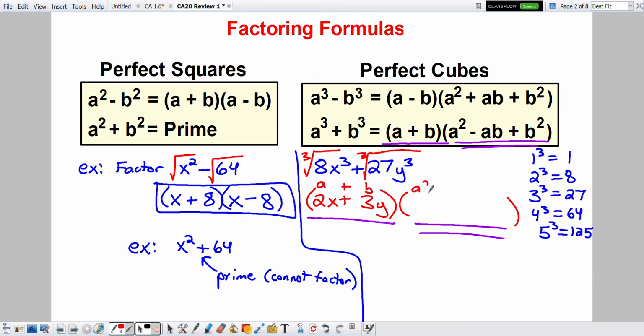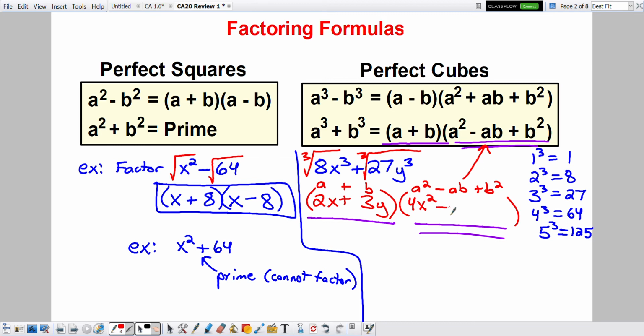So I want to do a squared minus ab plus b squared. Again, I'm just getting this directly from up there. And so all I'm going to do is go ahead and just plug this into my head. If a is 2x, and I'm saying what's a squared? 2x times 2x is 4x squared.